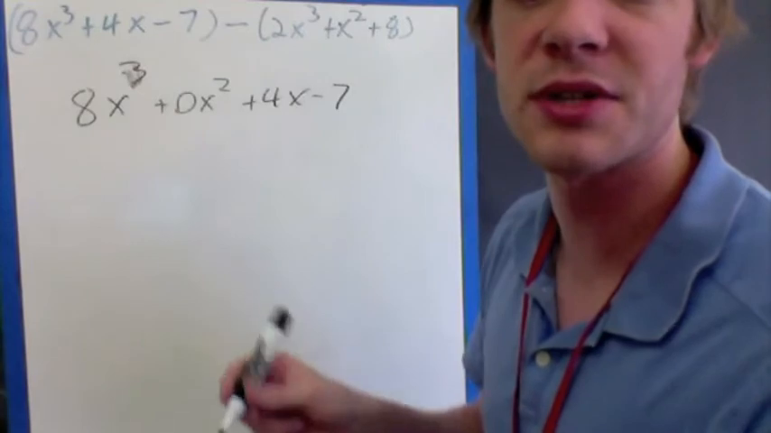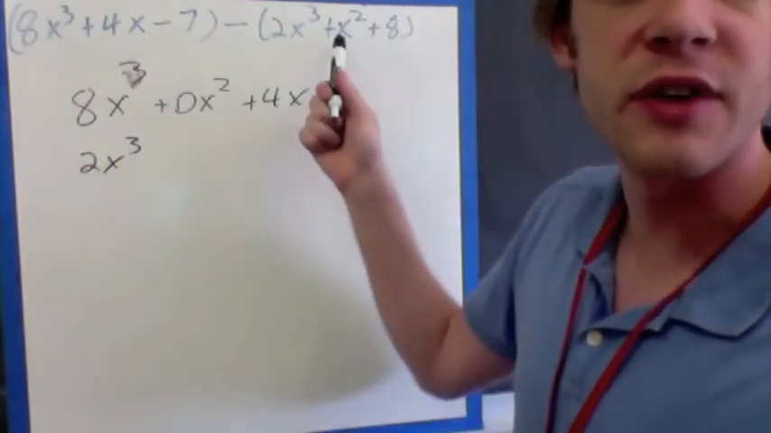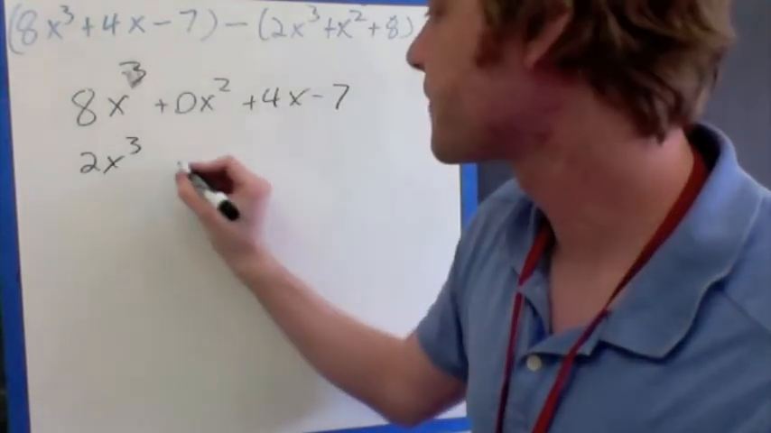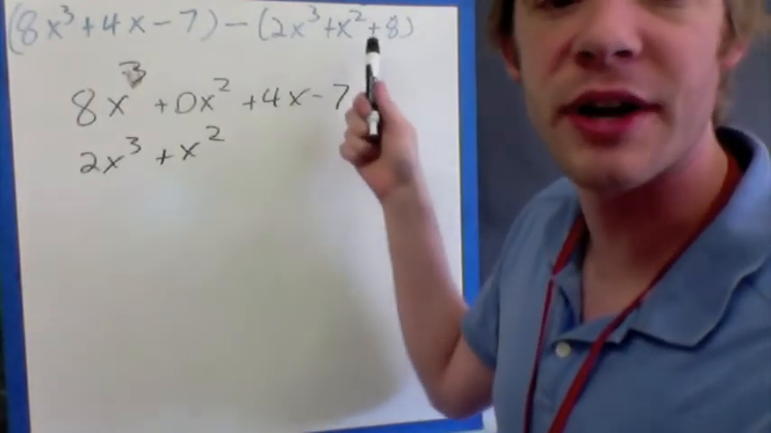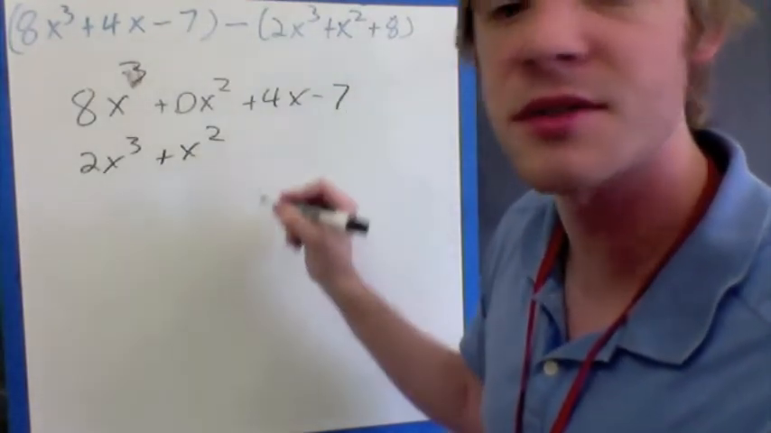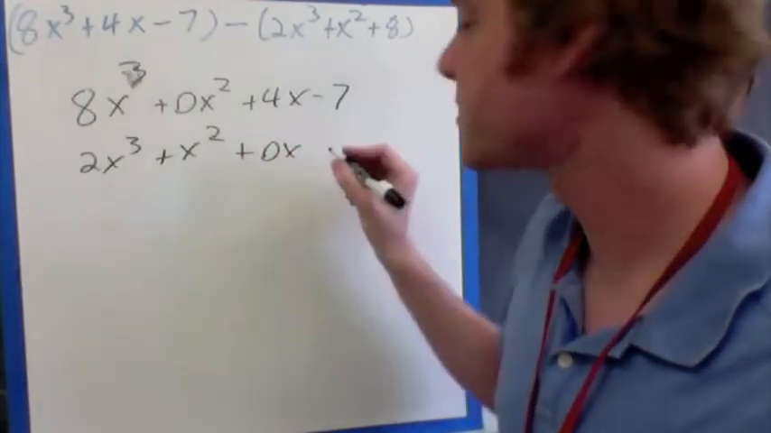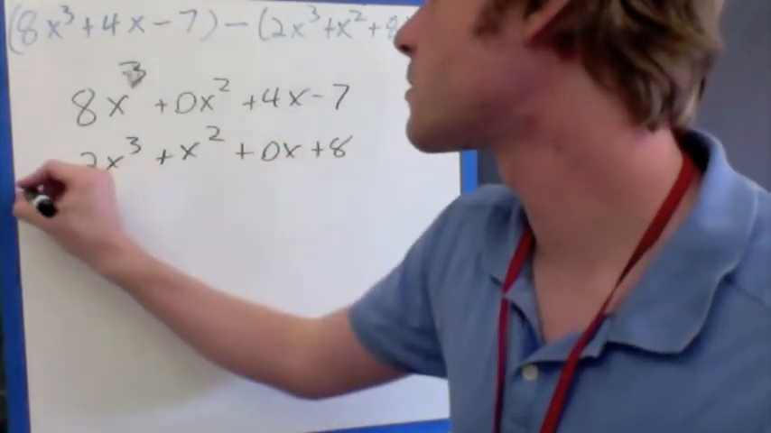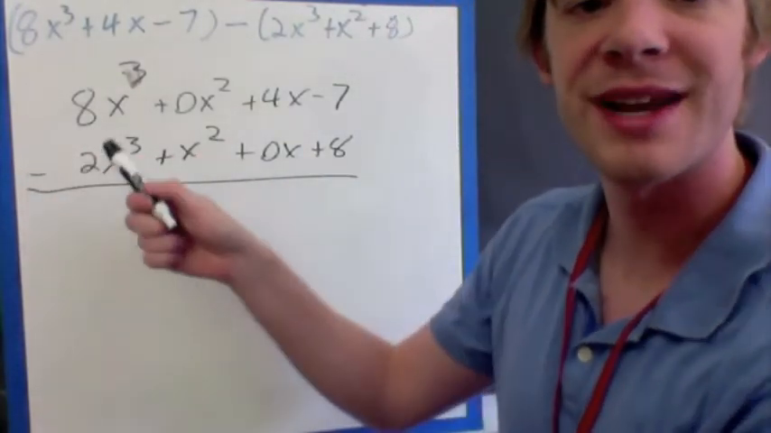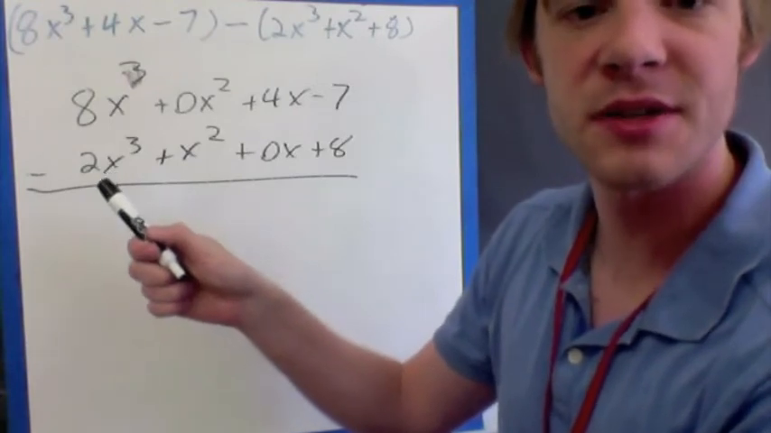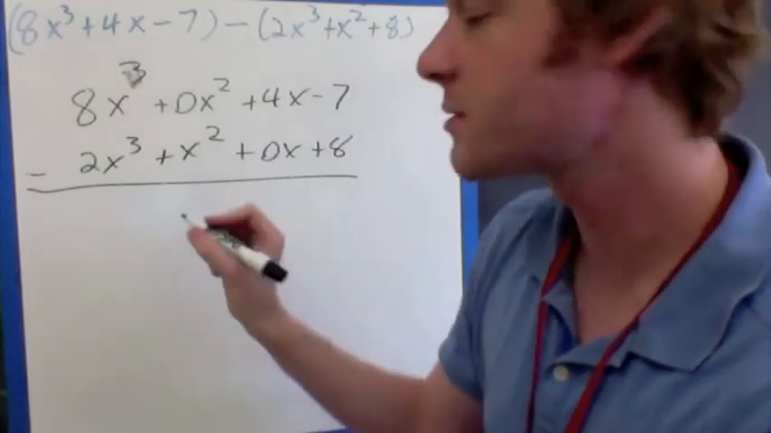So I start with the 2x to the third. I've got my x squared. Now I don't have the regular x term, so it's going to be plus 0x. And then lastly, the plus 8. So we're going to subtract here. So I've got 8 minus 2 will give me 6. So 8x to the third minus 2x to the third will be 6x to the third.